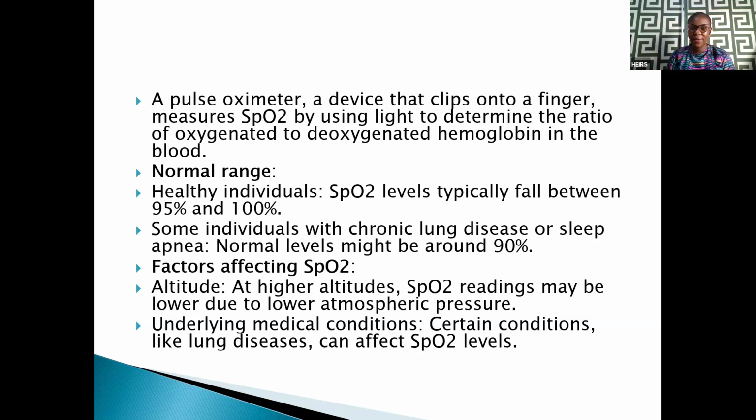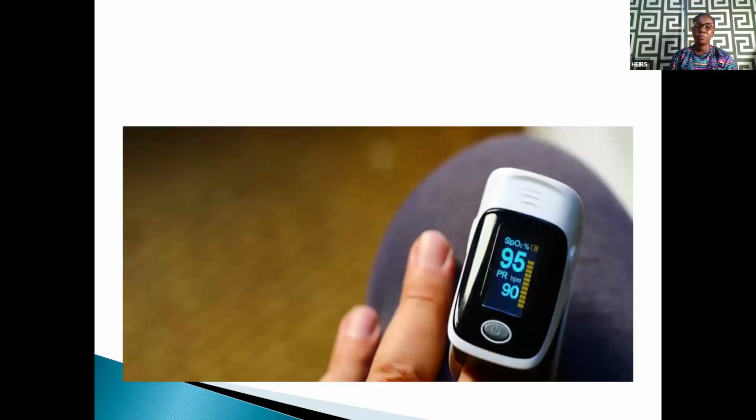So what are some factors that can affect SpO2? High altitude. For a person who stays in hilly places, again, this may or may not be the spectrum of patients, they may find that oxygen saturation may be lower because at higher altitude, the atmospheric pressure is lower. Then a patient who has chronic underlying medical conditions, like I said earlier, chronic lung disease, chronic heart failure, many of them would also have SpO2 levels that are a bit lower than normal.